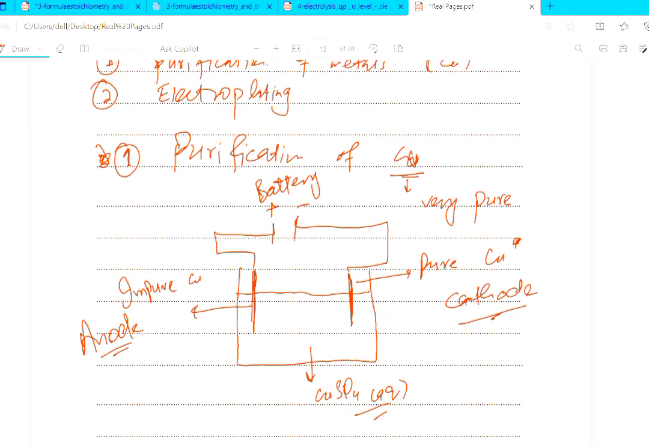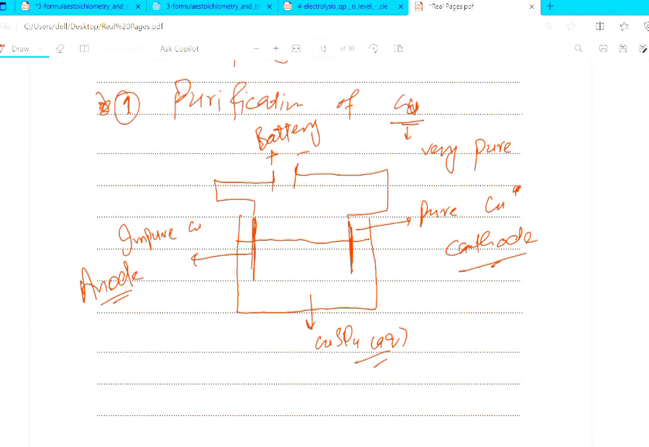So what will happen as this reaction proceeds? Simply, we connect these electrodes to the terminals of the battery. On the anode, copper will be oxidized. Copper Cu will lose electrons, so it will become copper plus 2. Sulfate, SO4 minus 2, will not be oxidized as compared to copper. Two electrons will be released, which will be given back.